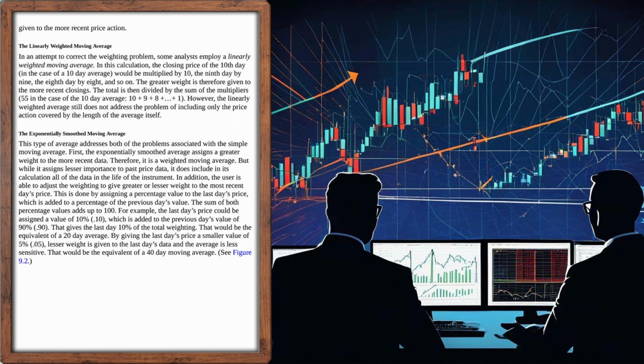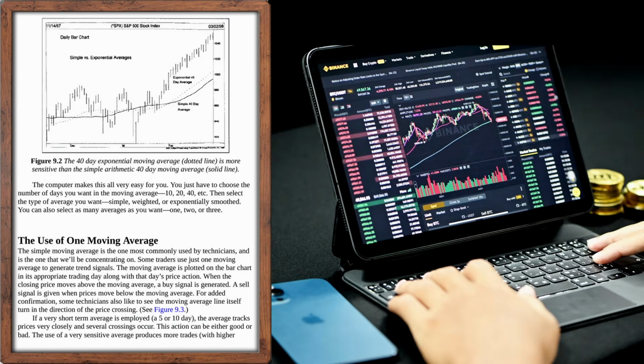See Figure 9.2. The computer makes this all very easy for you. You just have to choose the number of days you want in the moving average, 10, 20, 40, etc. Then select the type of average you want, simple, weighted, or exponentially smoothed. You could also select as many averages as you want, 1, 2, or 3.